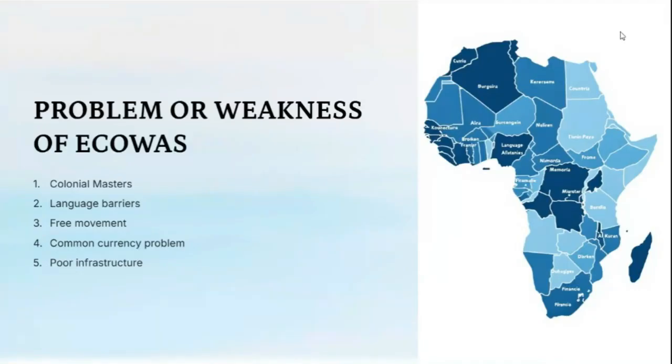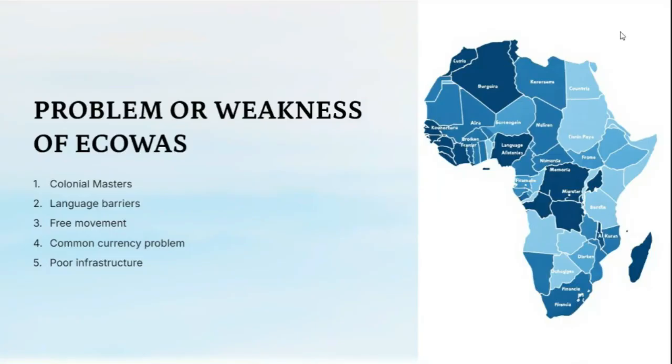Then we have common currency problems. Since ECOWAS is made up of different states, there is a currency problem. Nigeria has its currency, Ghana has its own, the French and Portuguese countries have their currencies. Different countries have their currencies, so it's actually a problem.